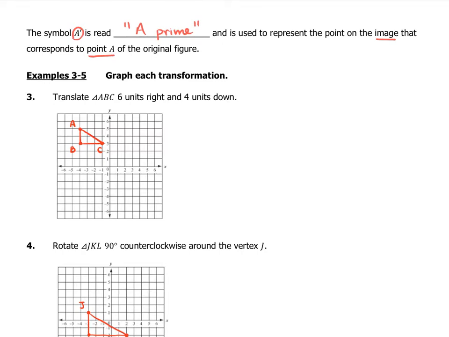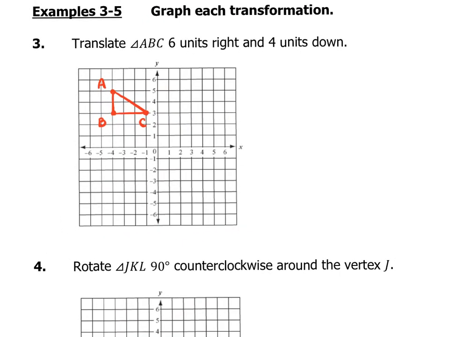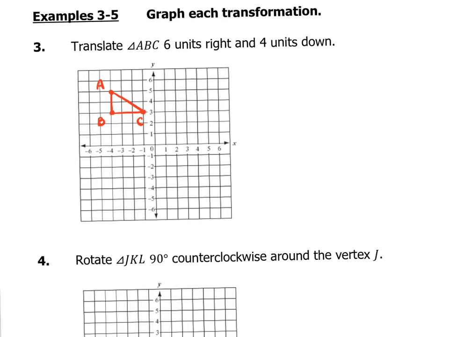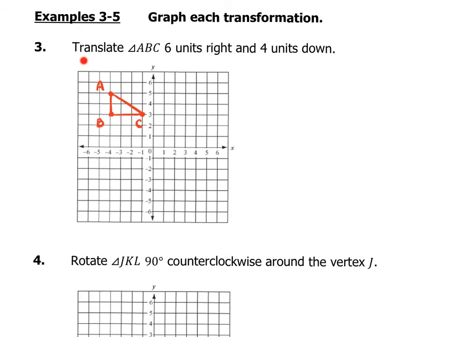So in each of these graphs, we're given some instructions on how to translate an original image or how to transform an original image, and we're going to practice translating, rotating, and reflecting our images. So let's look at number 3. In number 3, I'm asked to translate triangle ABC 6 units right and 4 units down. So remember, when we're translating, we are sliding our figure. So to do this, I'm just going to slide each of the vertices on the triangle 6 units right and 4 units down. So it's going to look like this.